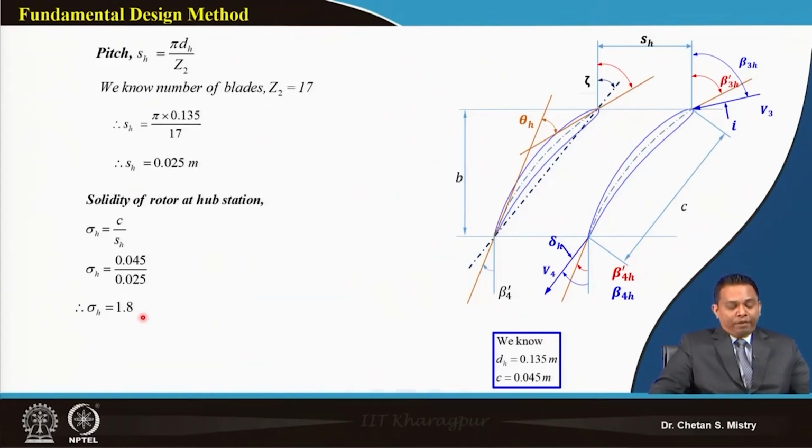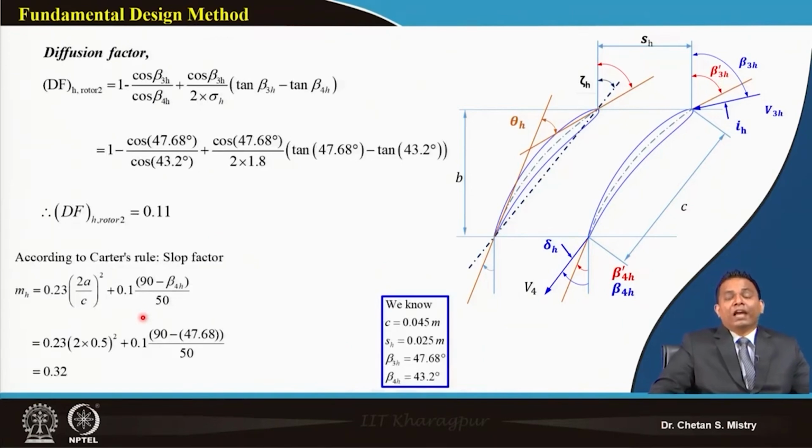Now, once we have the solidity, we know what will be our beta 3 and our beta 4. We can do our calculation for the diffusion factor near the hub region, and if you look at this number, it is coming 0.11. Now, for calculation of our angles, we are looking for our M factor, or what we call Carter's factor, which is coming to be 0.32.